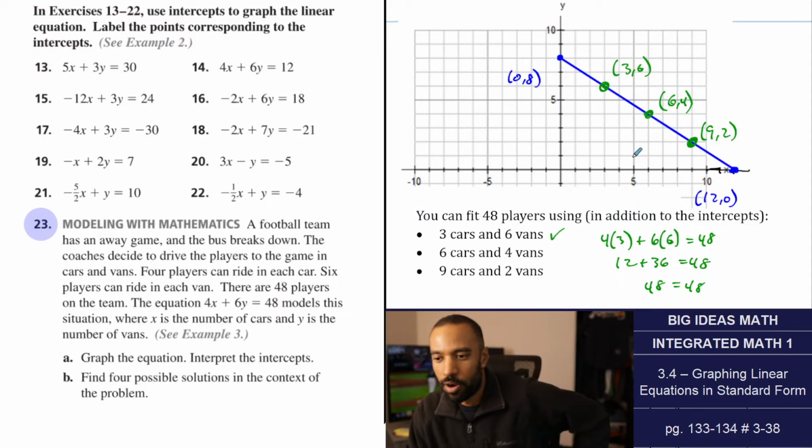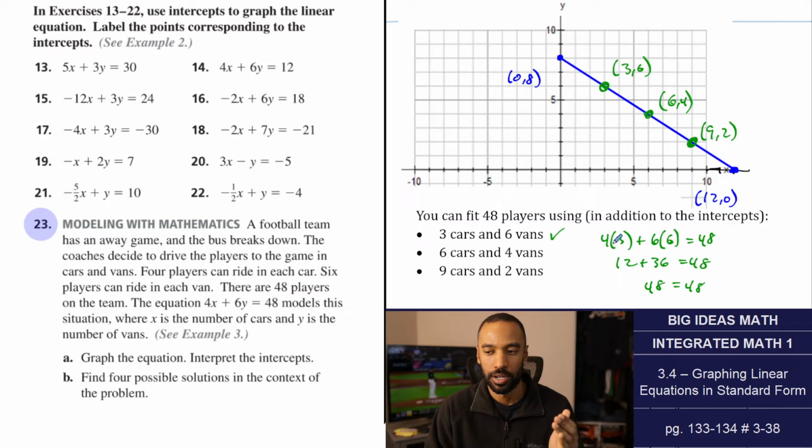Let's try 6 cars and 4 vans. That's 24 players plus 6 times 4 is 24. 24 plus 24 is 48 as well. That works. 9 cars is 4 times 9, which is 36 players in the cars. 2 vans is 12. 6 times 2 is 12 players in the 2 vans, and 36 plus 12 is also 48. So those all check out. These were the other 2 solutions right there, and there we have our set.